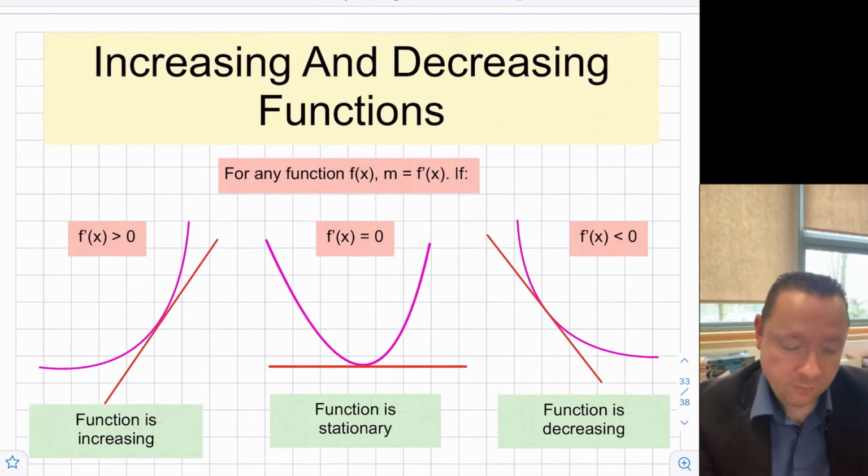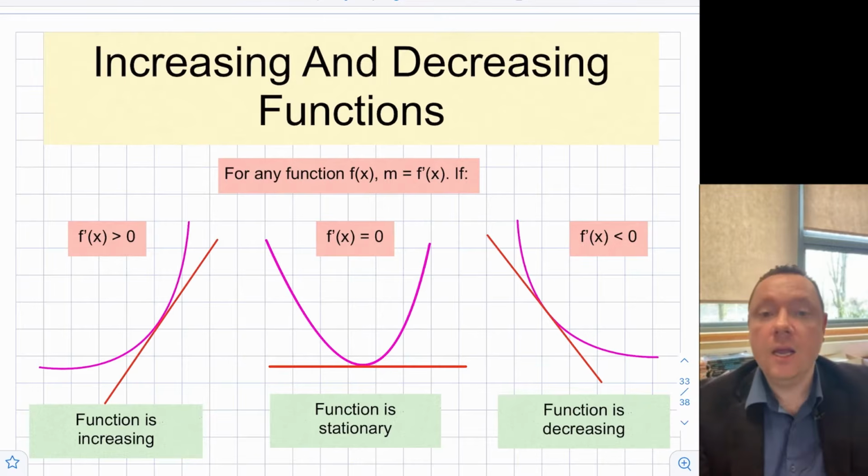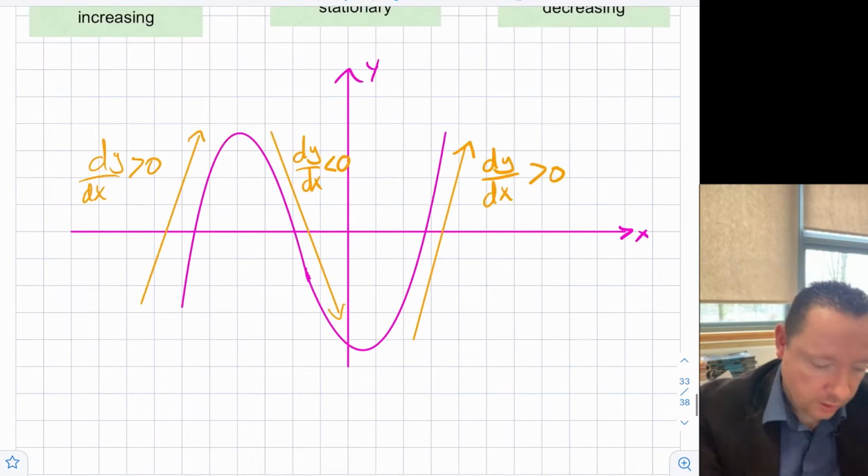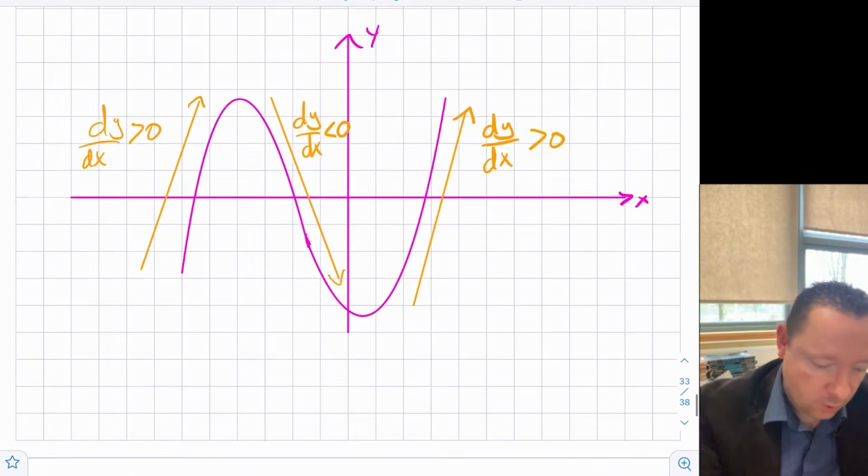And finally, if we get a negative derivative, if the derivative is less than 0, it means the function is going downhill, it's decreasing. And we can use that fact to find out whether a function is increasing or decreasing at a given point or through a range of values, or we can later on use it to find stationary points. So here's a picture that kind of illustrates this point. Let's say we had a function like so. The derivative dy by dx is greater than 0 going up this way, so the function is increasing.